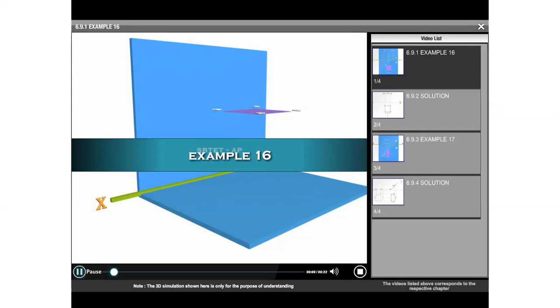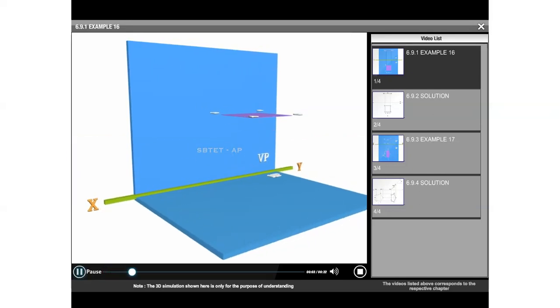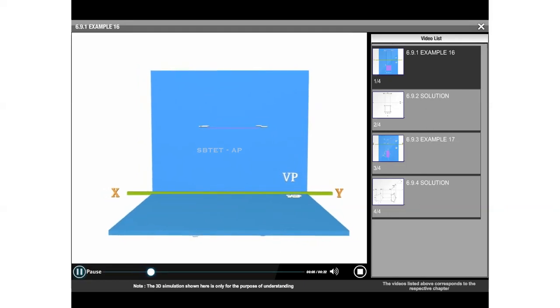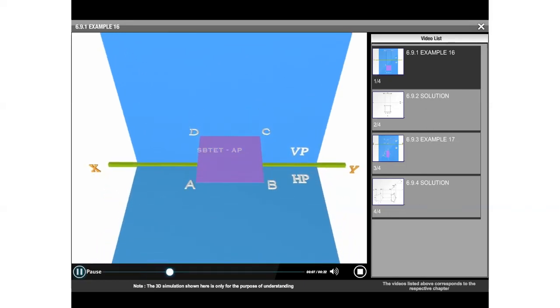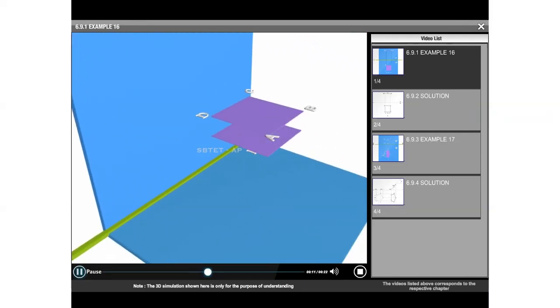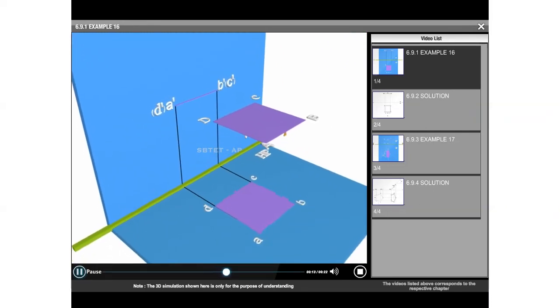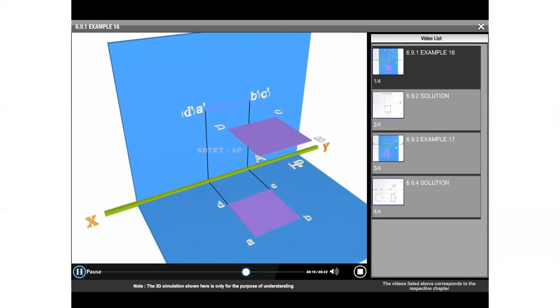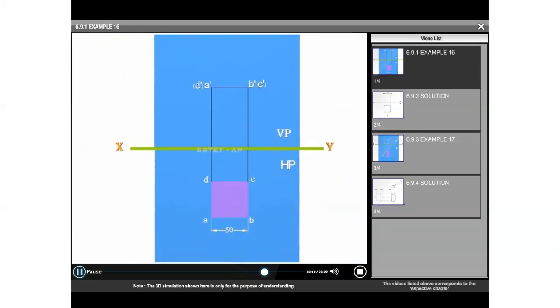Example problem 16. In this, the square lamina is of side 50 mm and is perpendicular to the vertical plane and parallel to the horizontal plane.